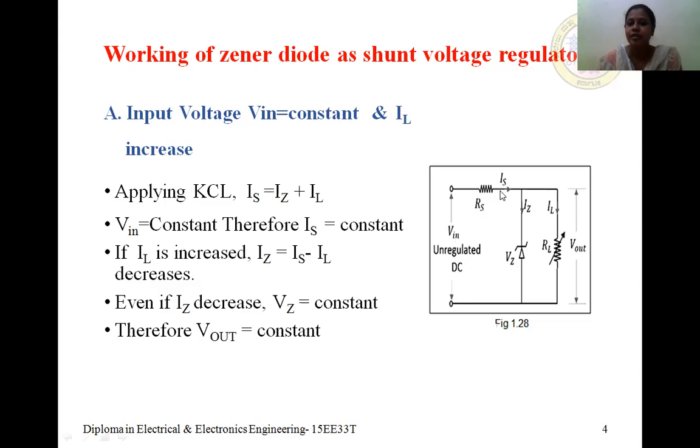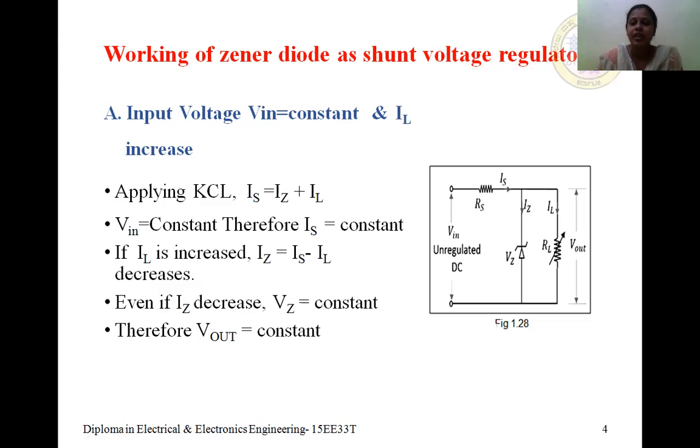The current flowing through this resistance is Is, and this is the current Iz that is flowing to the Zener diode Vz. So Vz is the voltage across the Zener diode. Next, IL is the load current and RL is the load resistance. Next, you can see the Vout, that is the output of this circuit. Okay, so this is about the circuit diagram as a shunt voltage regulator.